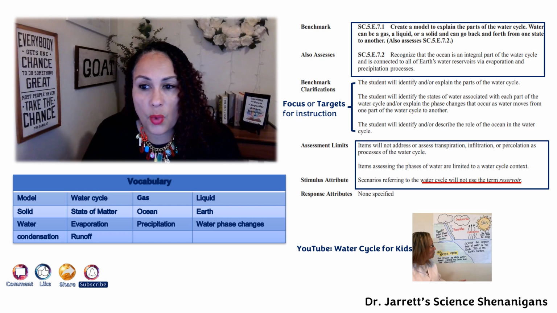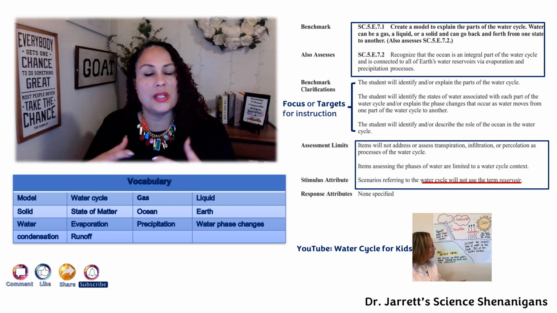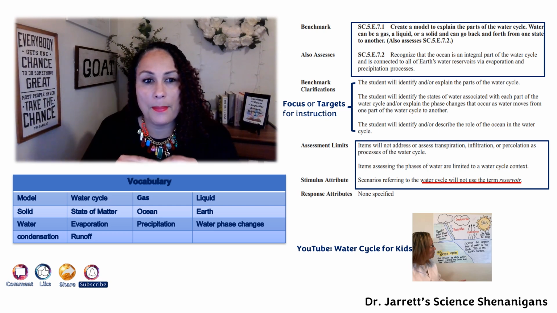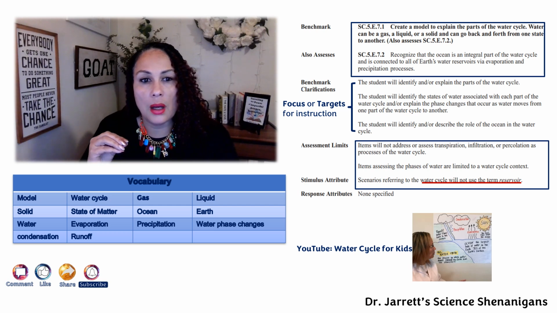So the parts of the water cycle that the students are going to need to know about is evaporation, condensation, precipitation, and runoff. Because in the assessment limits, it gives us the other three parts of the water cycle that the students may learn later on in life. But at this time, we are just really introducing them to the water cycle. Also, this is a 5th grade standard, so that means that it will be in their textbook.